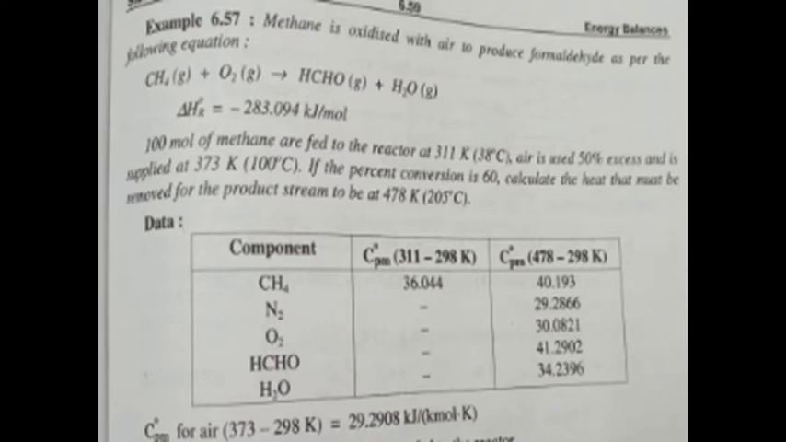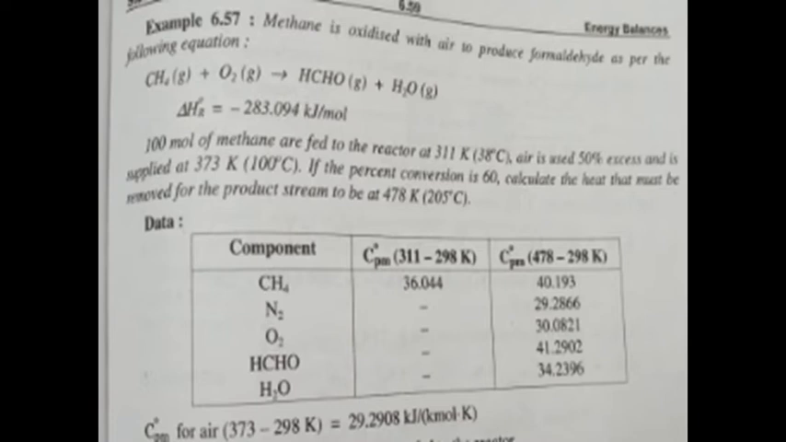Air is used 50% excess and is supplied at 373 Kelvin. If the percentage conversion is 60, calculate the heat that must be removed for the product stream to be at 478 Kelvin. Are you clear or not? Okay. So methane is oxidized with air to produce formaldehyde and water.